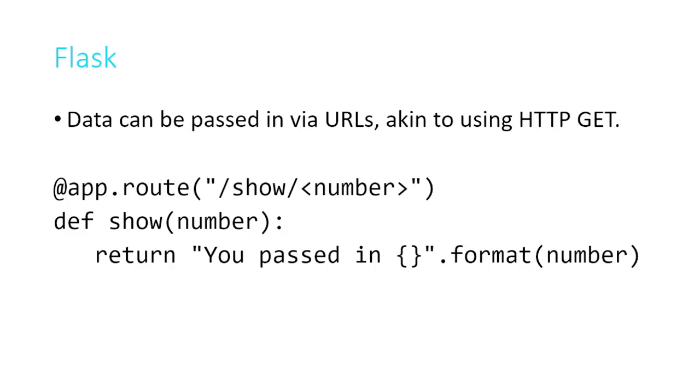Well, where does that number come from? Well, look at my decorator here. @app.route /show/ and those angle brackets are actually important. We actually have to leave those in. number. So that if I visited my application /show/10, the page would show you passed in 10. If I went to /show/50, it would say you passed in 50. So it allows me to collect information using HTTP GET by having the user supply it via a URL.